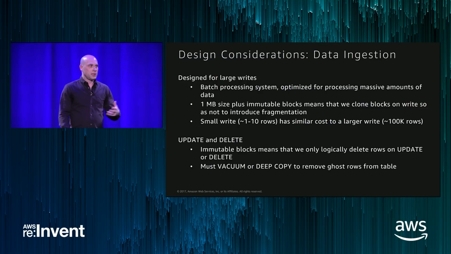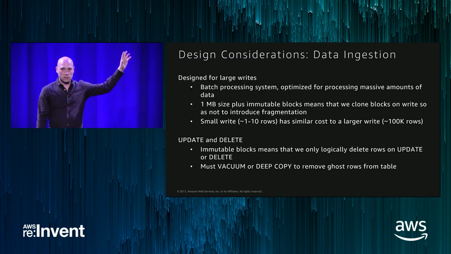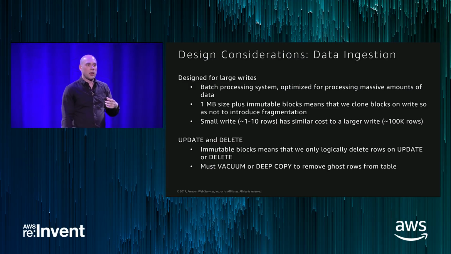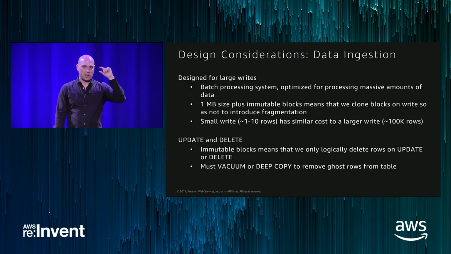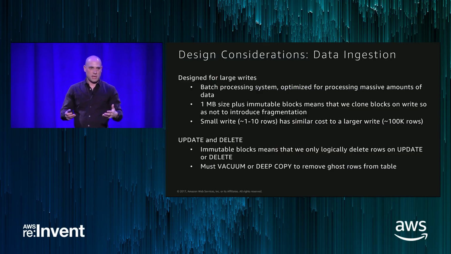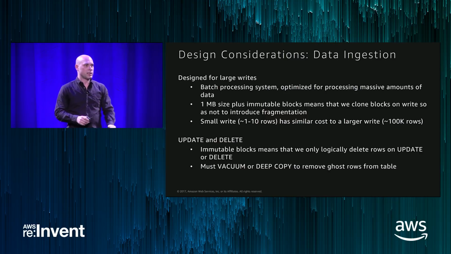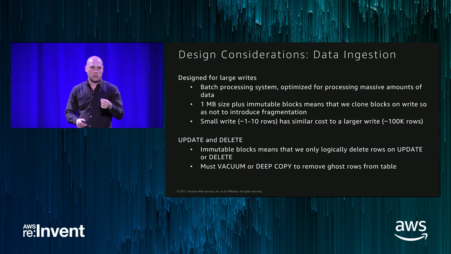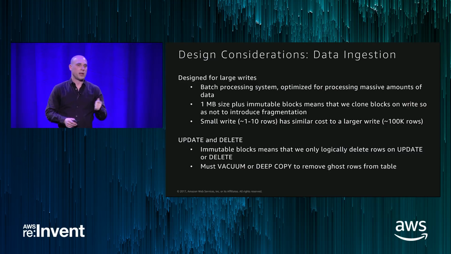So Redshift is a petabyte-scale data warehouse. It is designed for large writes. We talked about those 1 meg chunks, which I mentioned were immutable. If, for example, you write an insert statement, just a single line, and I do it all the time, I'll be in my client writing test data in and add some row to a table, we don't ever want to fragment the blocks, those 1 meg chunks in Redshift.